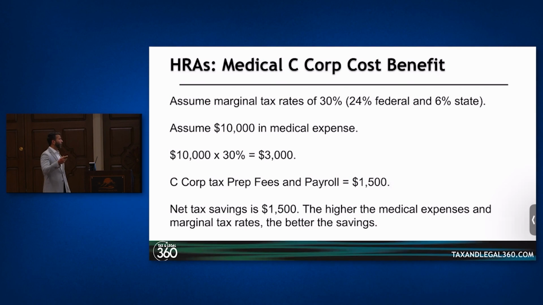Now, obviously, the higher your medical expenses and the higher your marginal tax rates, the better these savings are going to be. So maybe as a general rule of thumb, if you're trying to establish this with your very own tax clients, maybe tell them, hey, if you've got an average of $10,000 or more in medical expenses, because perhaps you have a child with autism or special needs, or these things aren't cheap to take care of, we now have a solution for them. It's the medical C Corp. It is going to cost them $1,500, but everything over and above, pretty much like $5,000 in medical expenses is a tax savings to them.